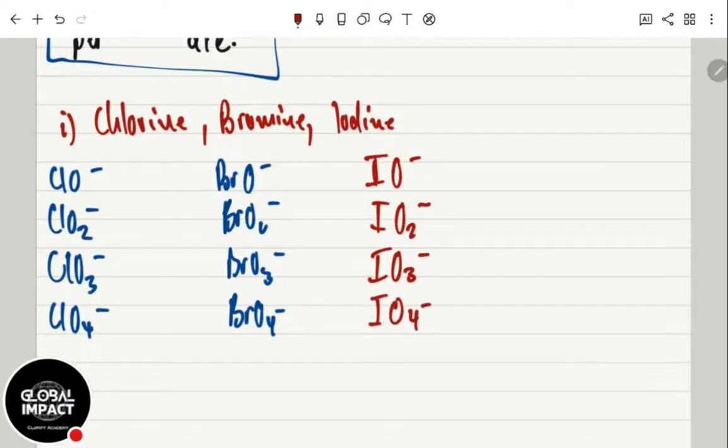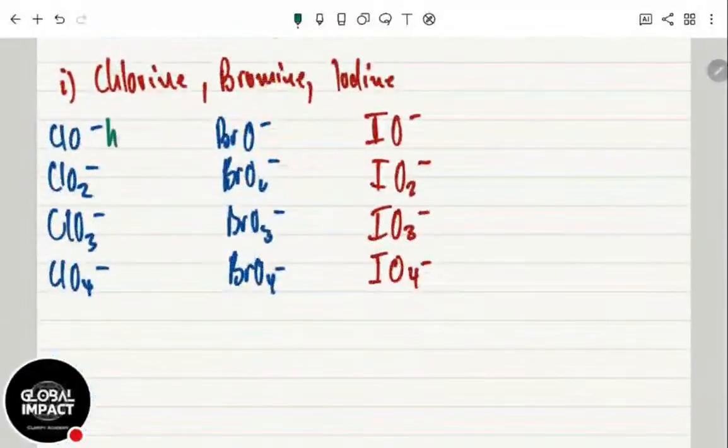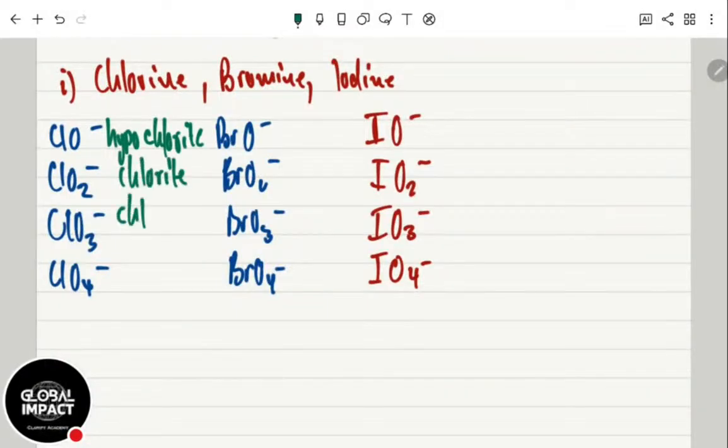Let's see now how we are going to name these ones. Chlorine is the only one that is going to follow this order, the whole of it as it is. So it's going to be hypochlorite, then chlorite, then chlorate, then perchlorate. This is how we're going to name, and they're all minuses. Remember their charges.